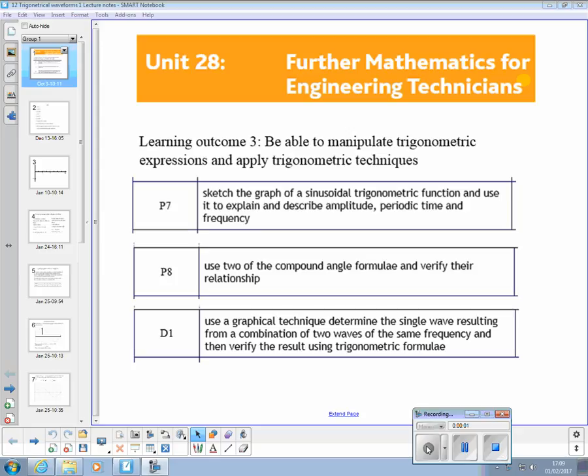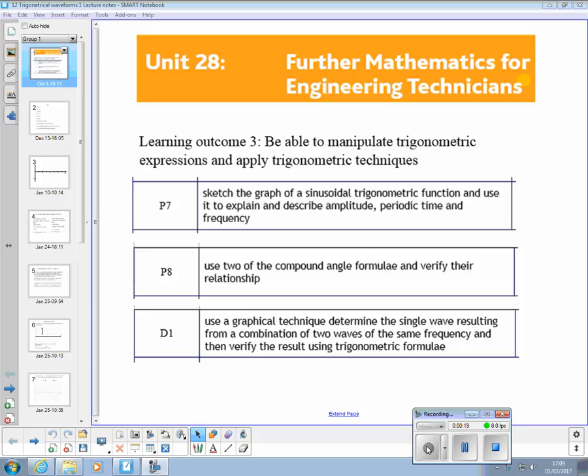Learning outcome 3. Be able to manipulate trigonometric expressions and apply trigonometric techniques. This is not going to be right angle triangles and that stuff. We've done all that in Unit 4. This is something a bit different.